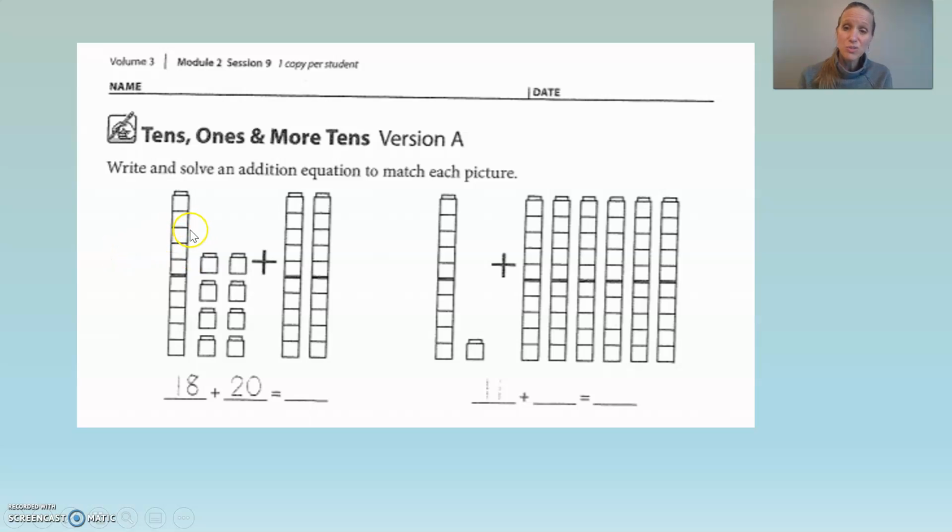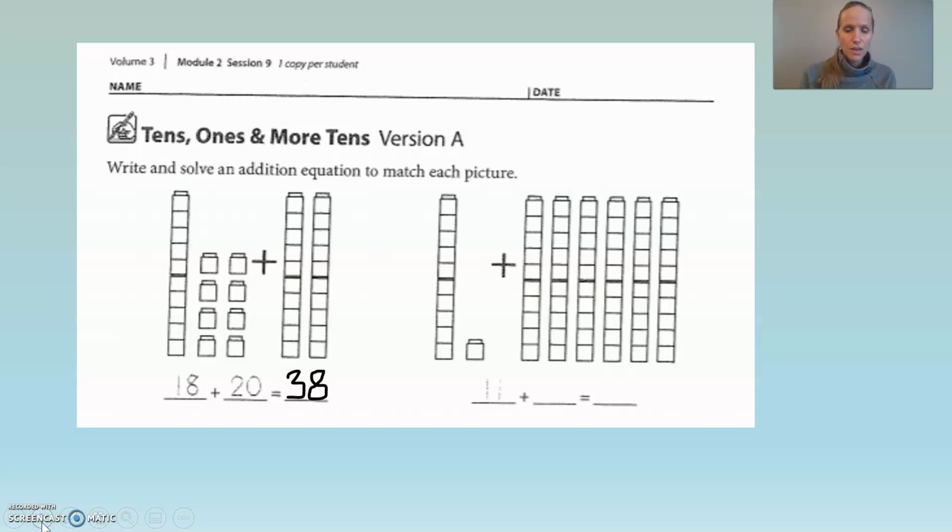Or if it makes more sense to you, you could start with 20 and hold on to 20, 28, 30, and then you could add on 8 more. 20, 30, 38.